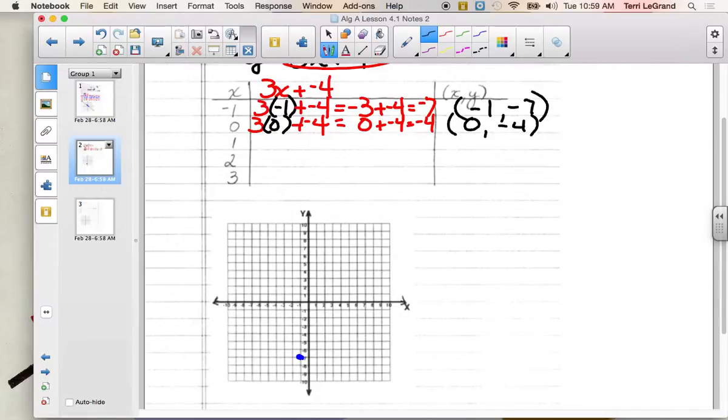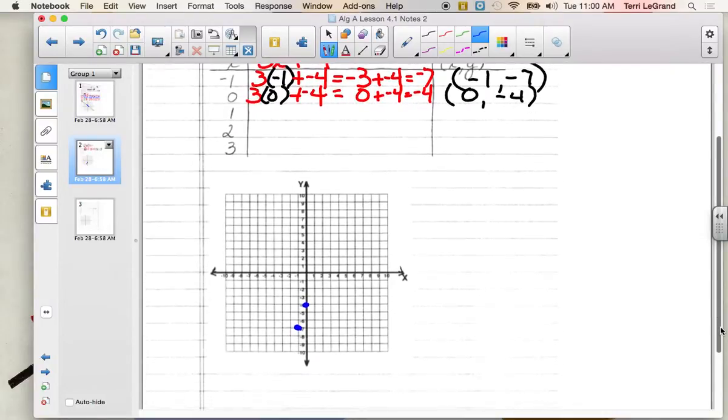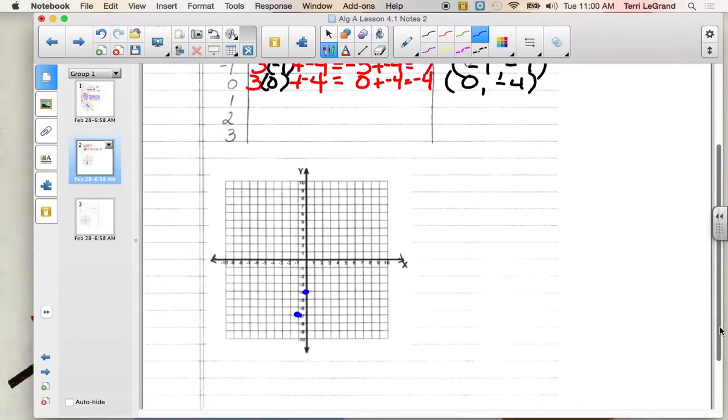Okay, so we get 0 and negative 4. Let's go graph that one now. We don't go left or right because it's 0. We just go straight down 4 units and put our second point. And now we're going to substitute in 1. Three times 1? 3.